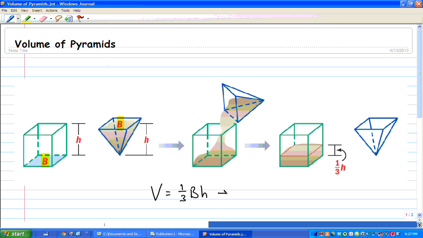Now, an easier way to do this, though, is find the area of the base of the pyramid times the height and divide by 3. That's the same thing as multiplying by 1/3. It's just a lot easier if you use this formula, and that's what I'm going to use in my samples too. Alright, so let's try to use it.